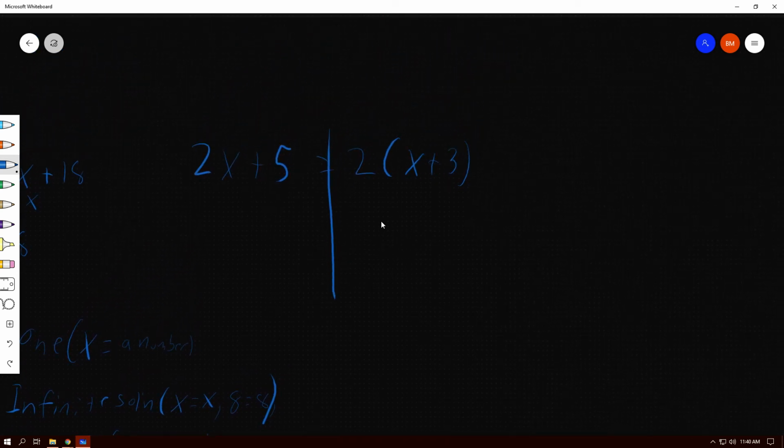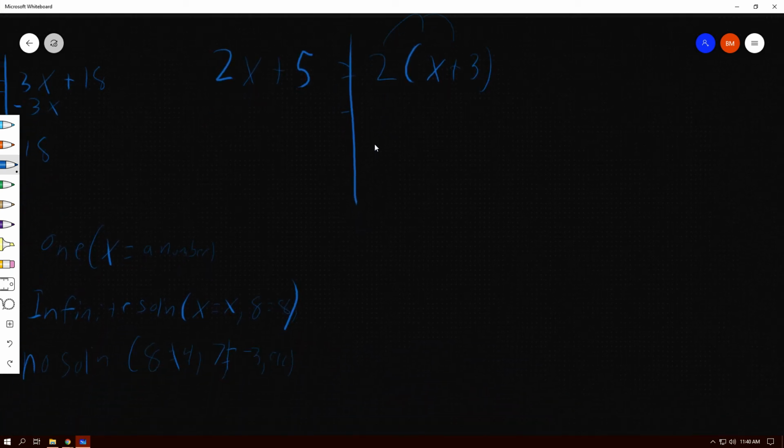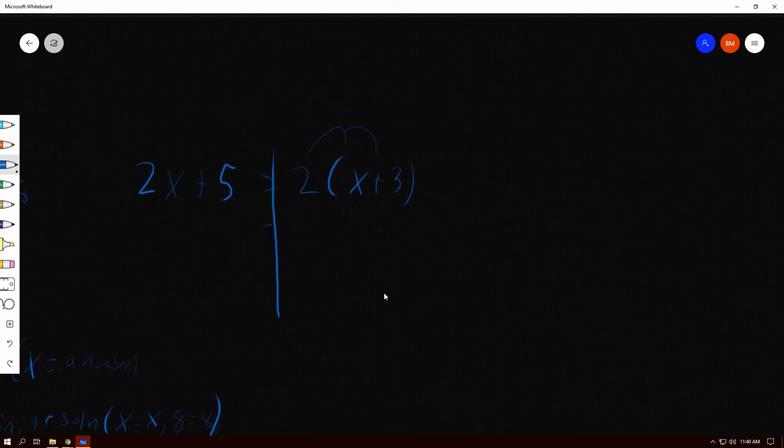So if I go to this example, well, I have an opportunity to distribute again. I have a 2 outside of parentheses with nothing in between it. So I'm going to go ahead and multiply that. So we have 2 times x is 2x. 2 times 3 is 6. All right, so I have x's on both sides. I want to combine them first. They are both the same size, and they're both positive, so I don't have any particular detail I want to think about. So I'm just going to go ahead and subtract 2x from both sides.